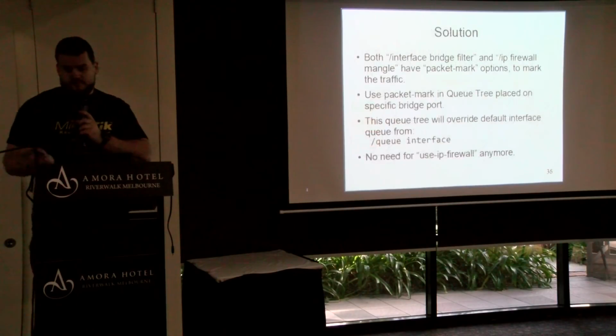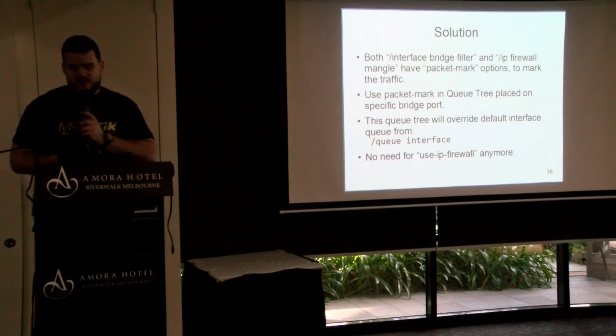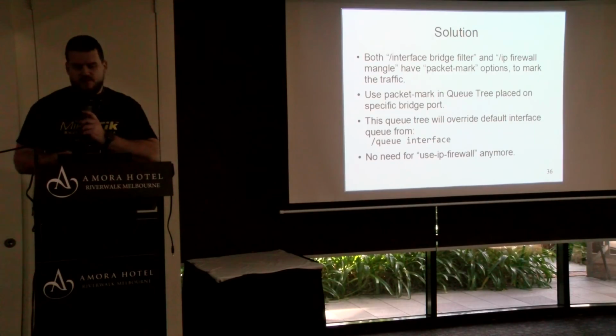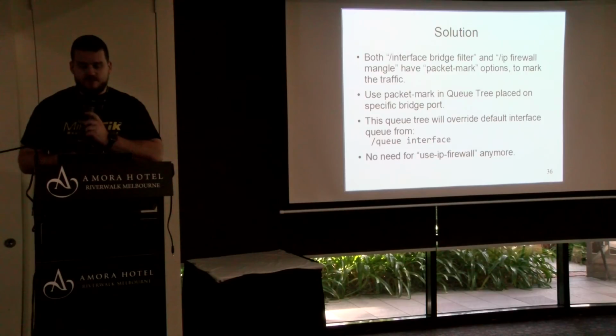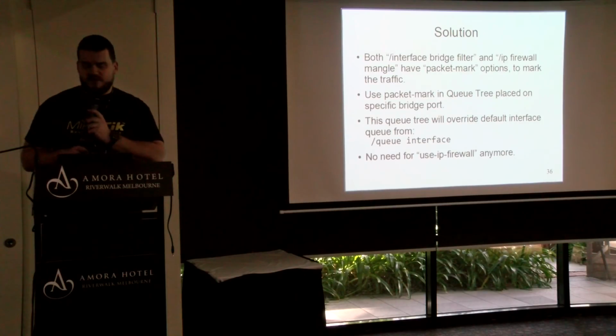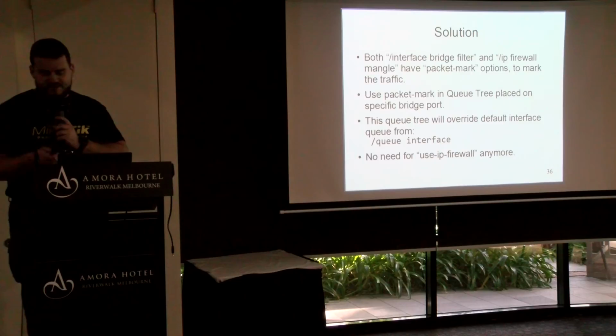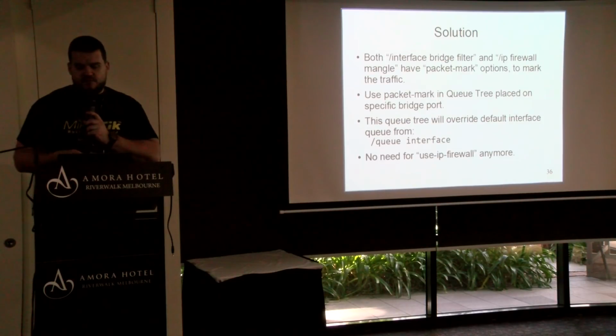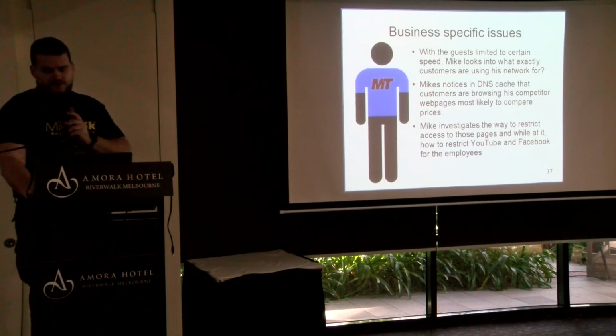And funny thing is that bridge filter and firewall mangle both have this packet mark option that you can use. And then just apply that packet mark to the queue tree. So basically rendering that use IP firewall option not needed and making this configuration much faster. So that's the proper way to combine both transparent queuing and regular queuing for your customers if that's necessary. So, okay, let's go into the next step.